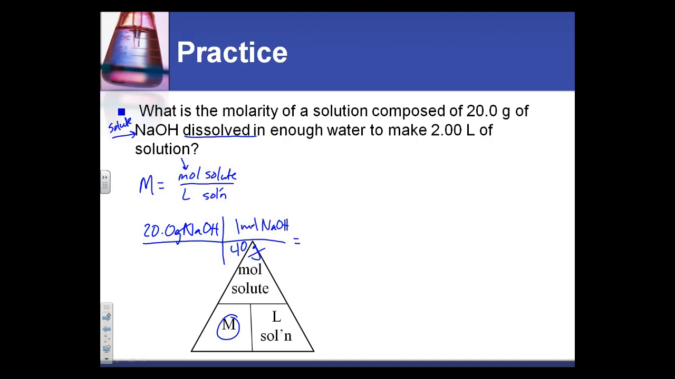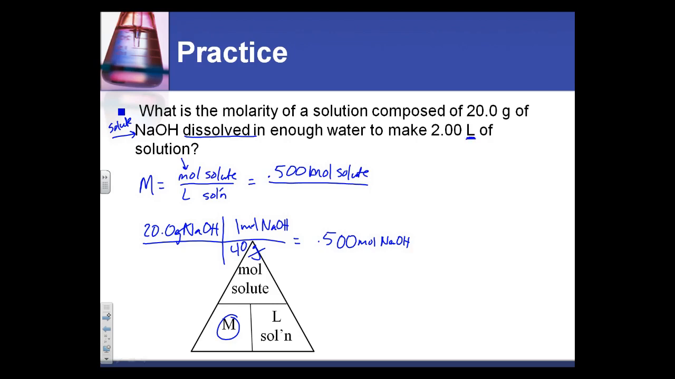So 20 divided by 40, I think I can do that one in my head. That's going to give me 0.500, to keep with my sig figs, moles of sodium hydroxide. That's my moles of solute. Then I need to divide that by my liters of solution. It is specific to liters.